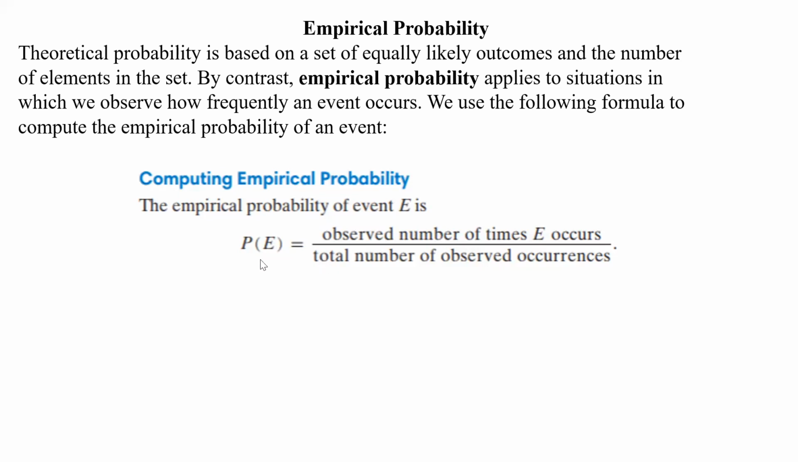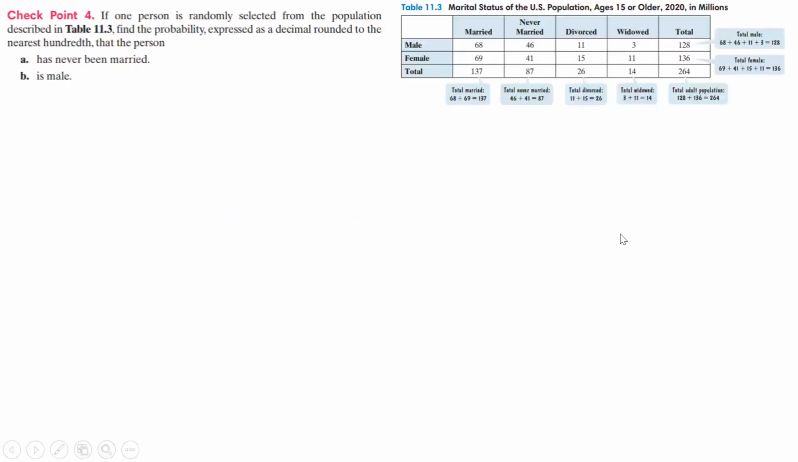We compute that by taking the number of observed times E occurs divided by the total number of observed occurrences. So we're actually observing all of these, and then we're just plugging in the values on the top and the bottom and getting our actual answer for the empirical probability.